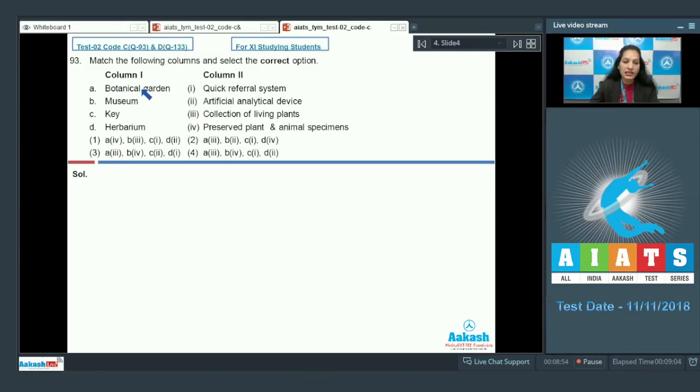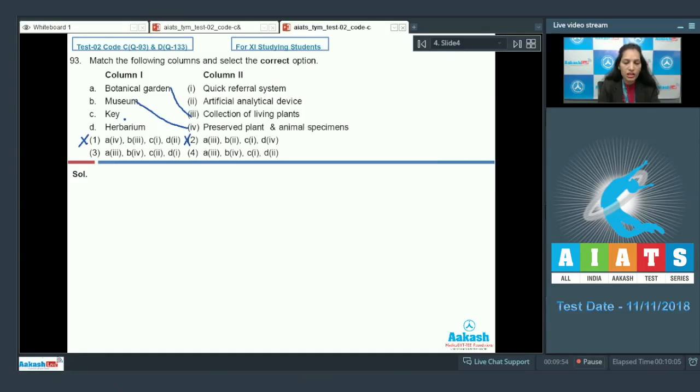Botanical garden, these are ex situ conservation of plants. Conservation of plants includes living plants. Botanical gardens are ex situ conservation strategies of plants. So this A goes with 3. So this option is ruled out. Museum. You must have seen museums in your schools where preserved plant and animal specimens are kept. So B goes with 4. So this option is ruled out.